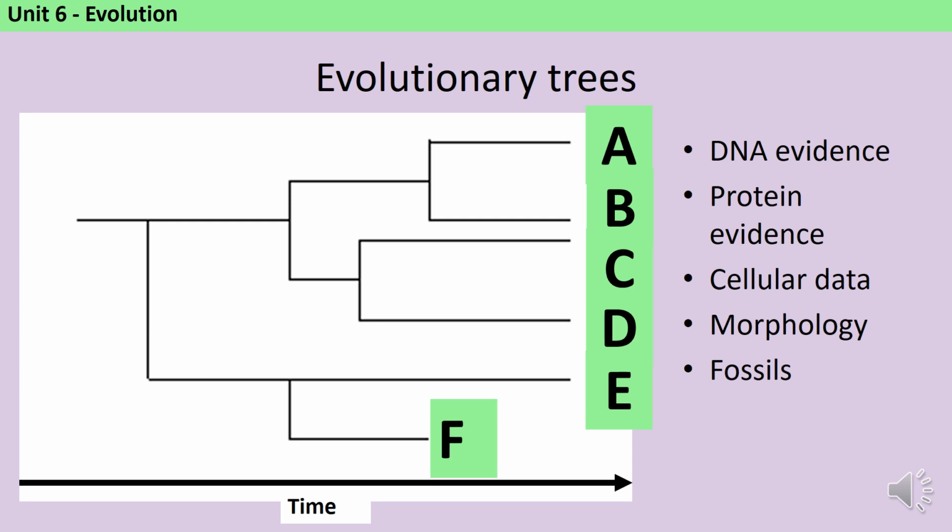These evolutionary trees or evolutionary diagrams are constructed from a whole range of evidence. That could include DNA and protein evidence, so looking at the DNA to see how much it's mutated over time and how it's affected different biochemical proteins, looking at cellular data from microscopy, looking at the whole body morphology, so for instance between two plants we might look at their leaves and see how similar or different they are, and also particularly for extinct species using the fossil record.